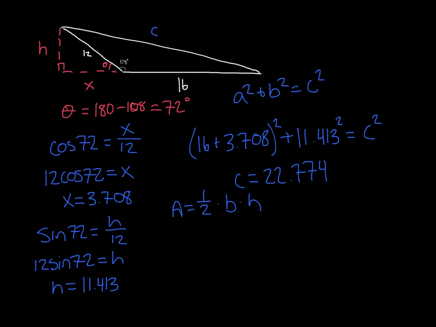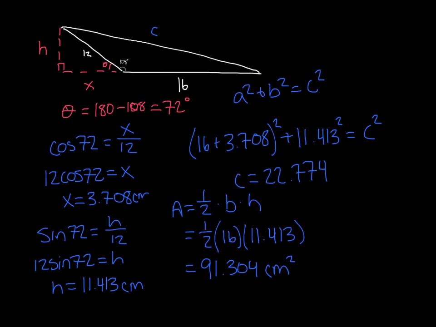So let's plug into our formula. We're going to have 1/2 times my base, which is 16, times my height, which is 11.413. When I plug that into my calculator, it's going to give me 91.304. My units in this are centimeters, so it's centimeters squared. And these should also be centimeters and centimeters and centimeters. And there you go.